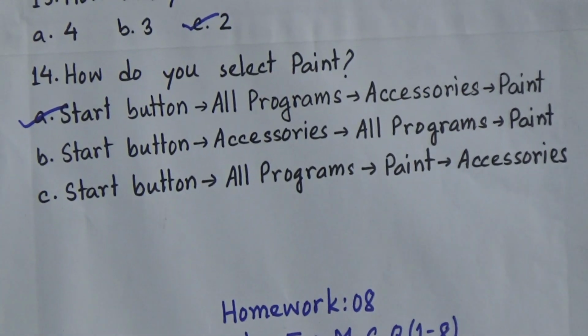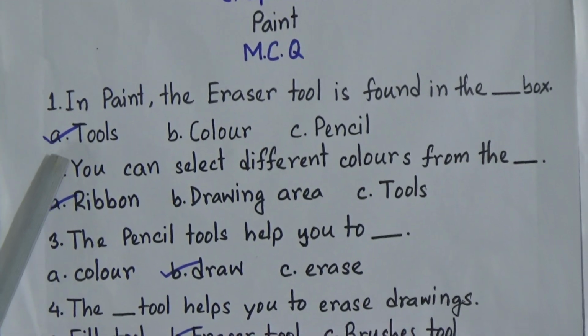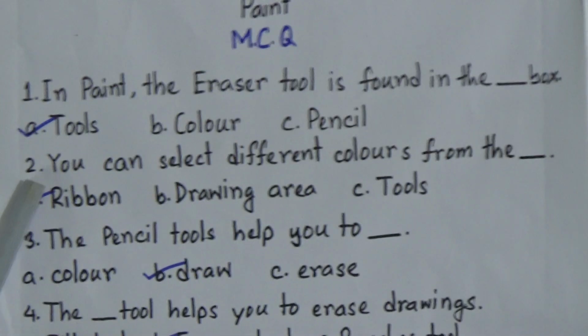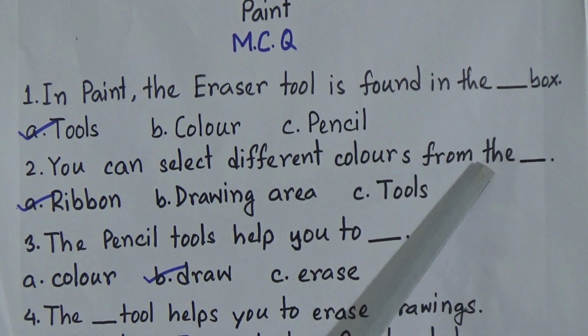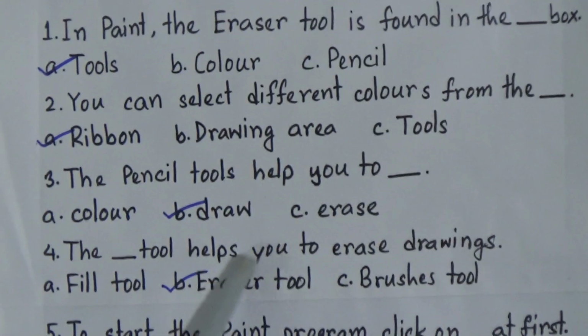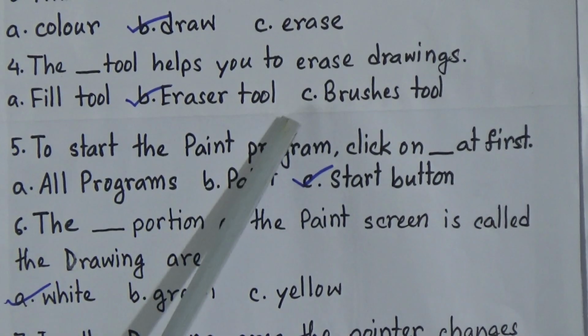Okay, let's read again. Number 1, in paint the eraser tool is found in the dash box. Option A will be the answer, that means tools. Number 2, you can select different colors from the dash. Correct answer is option A, ribbon. Number 3, the pencil tools help you to dash. Correct answer option B, draw. Number 4, the dash tool helps you to erase drawings. The correct answer option B, eraser tool.